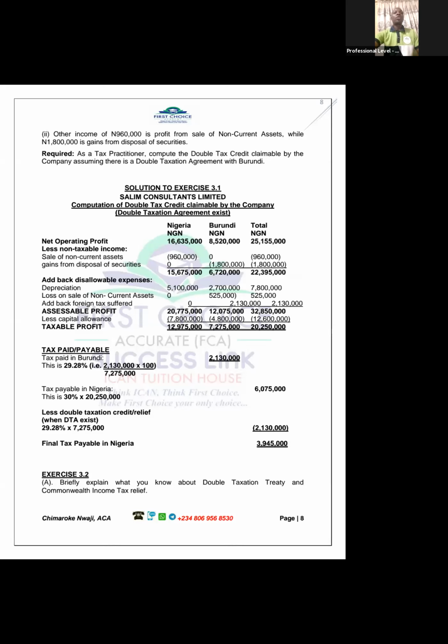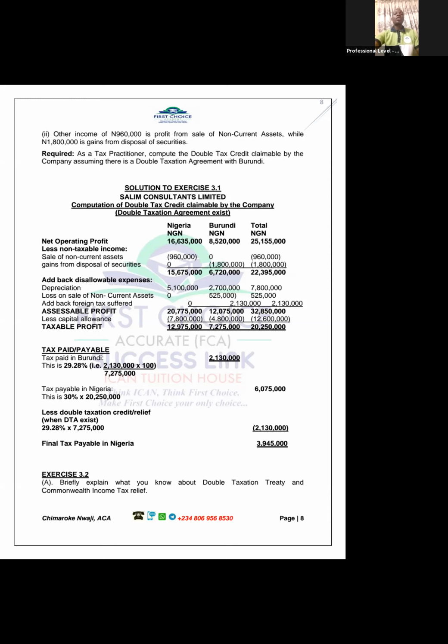rule. And it holds that for a Nigerian company, if the Commonwealth rate of tax does not exceed 1/2 of the Nigerian tax rate, the double taxation relief will be at the Commonwealth tax rate. If, on the other hand, the Commonwealth tax rate exceeds 1/2 of the Nigerian tax rate, then the double taxation relief will be 1/2 of the Nigerian tax rate.